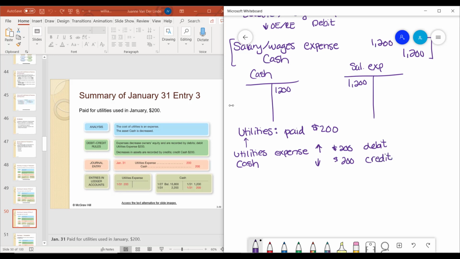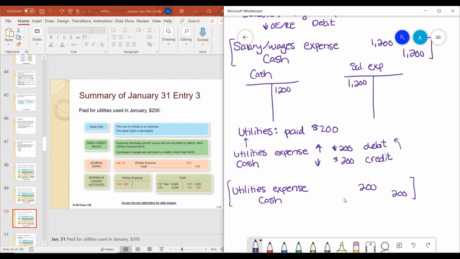And again, you list the debit first, right? So the expense is the one being debited. So we write utilities expense first. So we're going to debit that by doing it in the left-hand column. Debit utilities expense for $200. Then skip a line, indent a little bit, and write cash. And we're going to credit cash for $200 here.